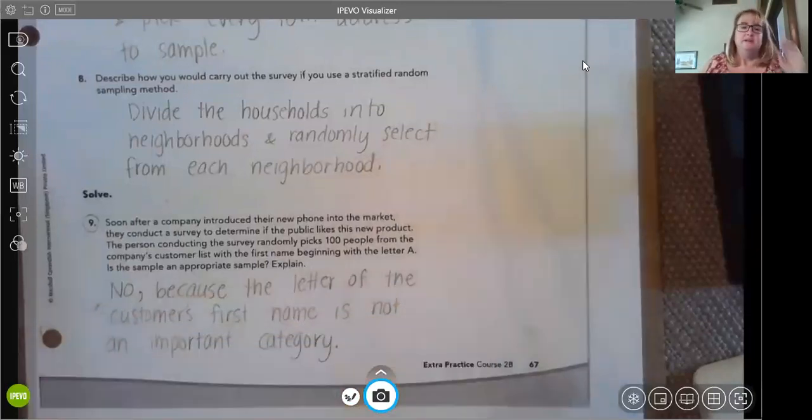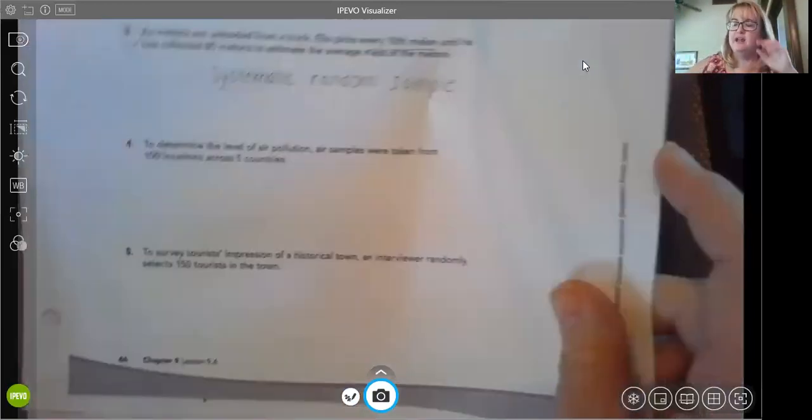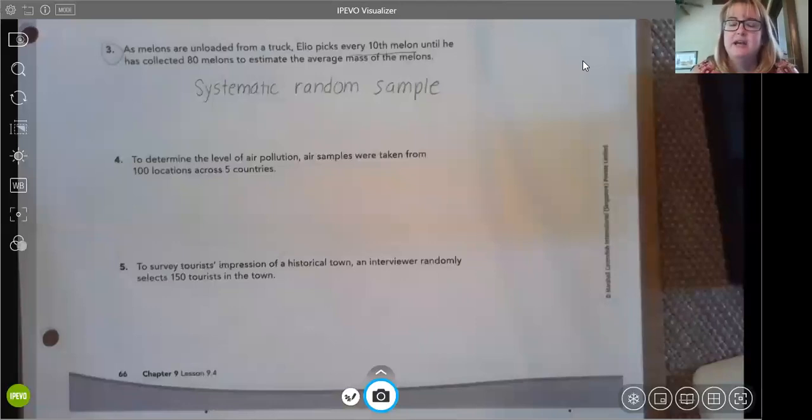Okay, so that concludes our lesson on random sampling methods. And the purpose of this really is to get you thinking that when you make a survey or when someone surveys you, it's important to think about who is being surveyed and how those people are being picked, because you want your survey to be fair and you want it to be representative.